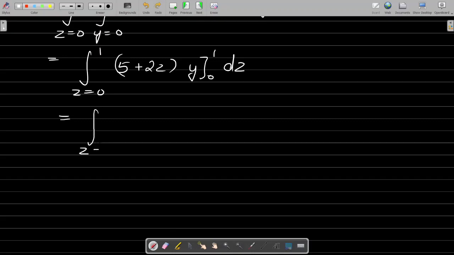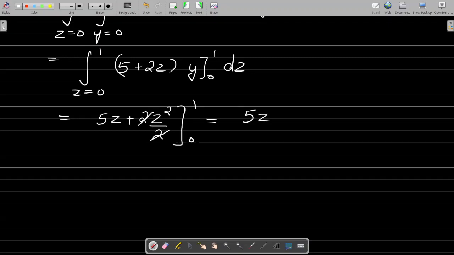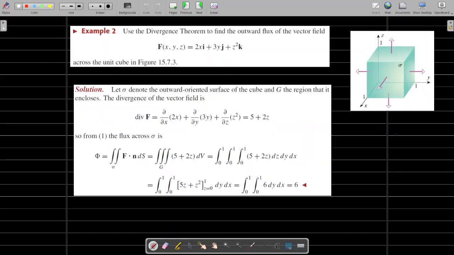Now we can integrate with respect to z, so you'll be having 5z plus 2 into z square by 2, so the 2 will get cancelled. Within the limits 0 to 1, we'll be having 5 into 1 plus 1, so 5 plus 1, which is equal to 6. So the flux across the surface of the cube is equal to 6. This is using the divergence theorem. You see how easy the divergence theorem is, because otherwise you will have to take all these 6 surfaces and evaluate the flux. Now you are easily able to evaluate flux just as a single triple integral.